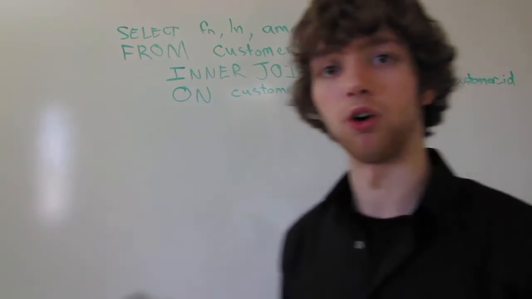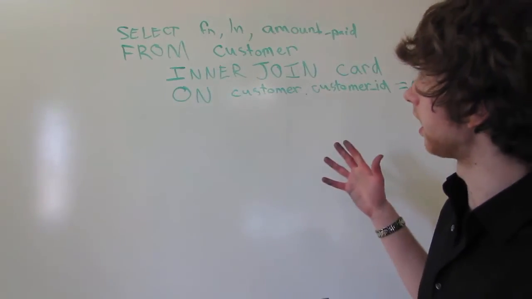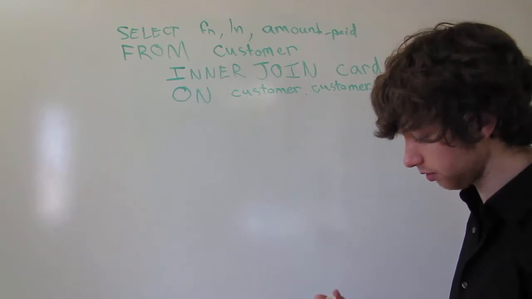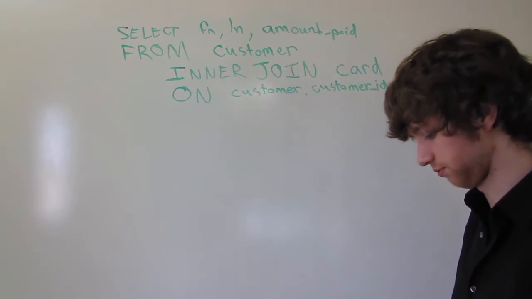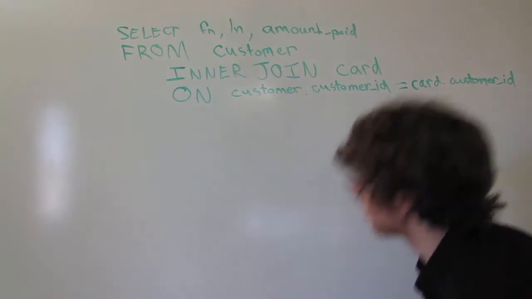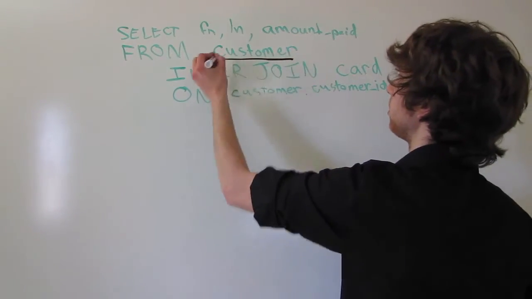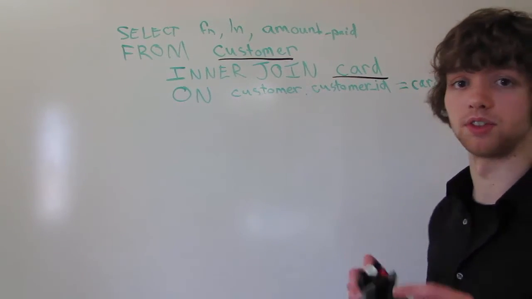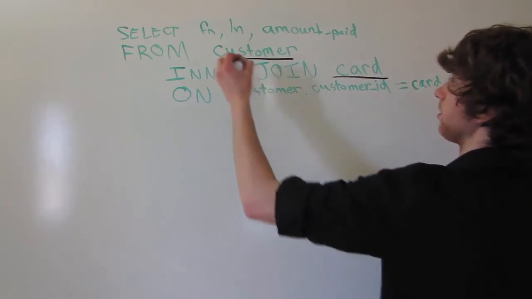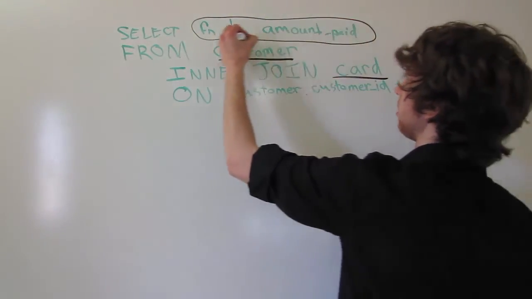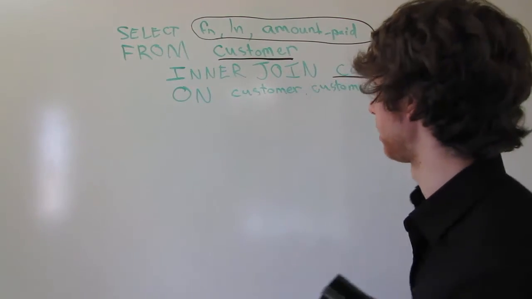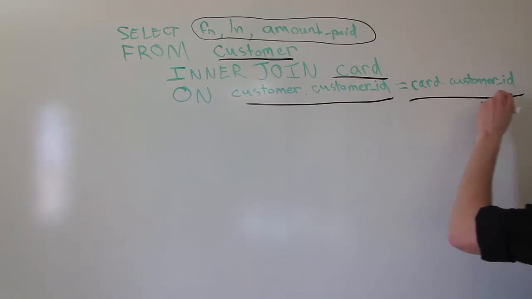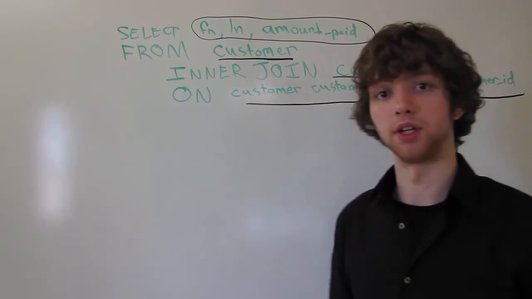Now, that's basically all you have to do for this. If you look at the syntax, it's going to connect, let me get a different marker here. Colors make things so useful, right? I'm gonna use black. Okay, we got the customer joined with the card. Those are the tables. And then we're going to say what columns we want to return in the new join, and that's first name, last name, and amount paid. And then we have to say how they're related. That's the customer ID of the customer table is equal to the customer ID of the card table. And that's how you get your joined results.